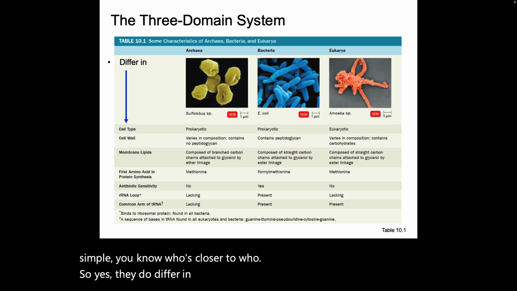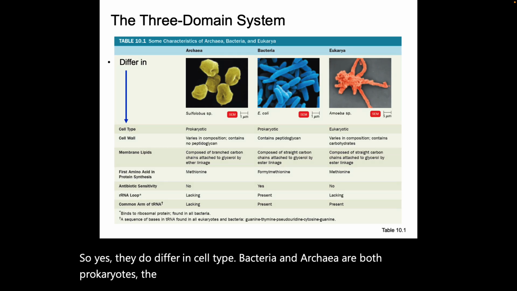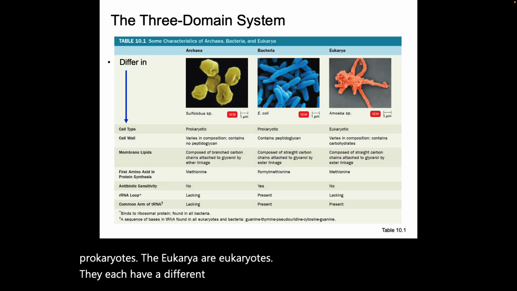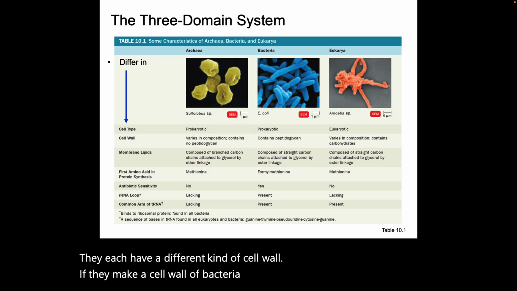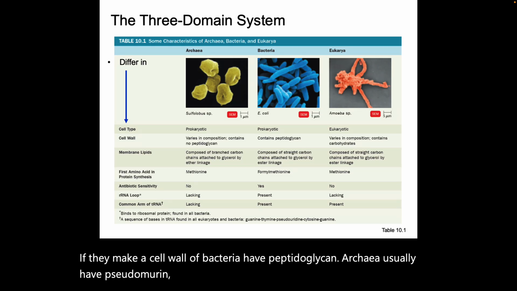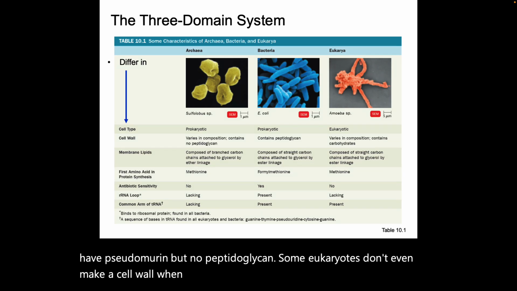Bacteria and archaea are both prokaryotes. The eukarya are eukaryotes. They each have a different kind of cell wall. If they make a cell wall, bacteria have peptidoglycan. Archaea usually have pseudomurein, but no peptidoglycan. Some eukaryotes don't even make a cell wall. When they do, it's usually a carbohydrate derivative.